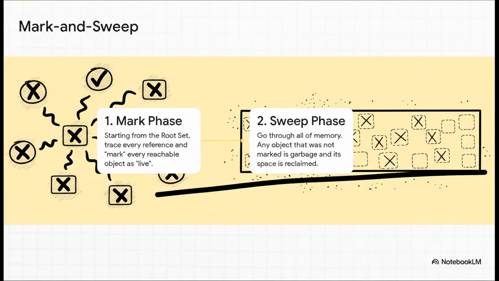First up, you have the mark phase. This is exactly what we just talked about. The collector starts from the roots, follows all the paths, and puts a little mark on every reachable object it finds. Simple enough. Then comes the sweep phase. The collector just goes through all of memory from top to bottom. If it sees an object that doesn't have a mark, it knows it's garbage and frees up that space.